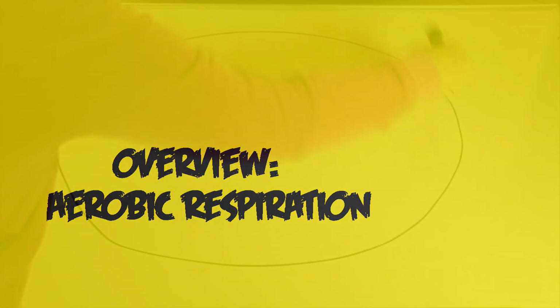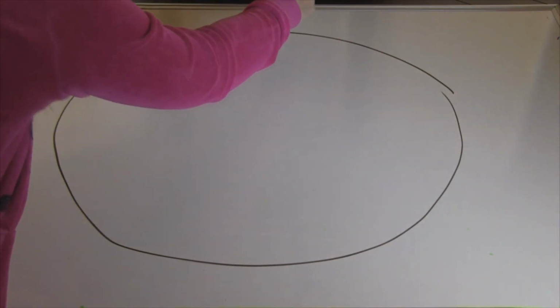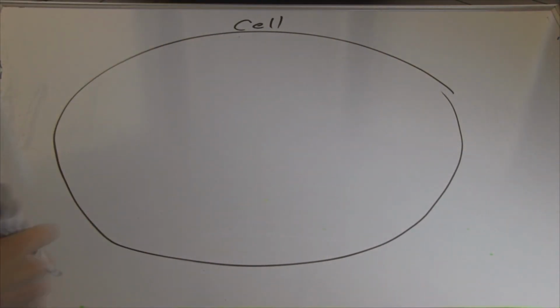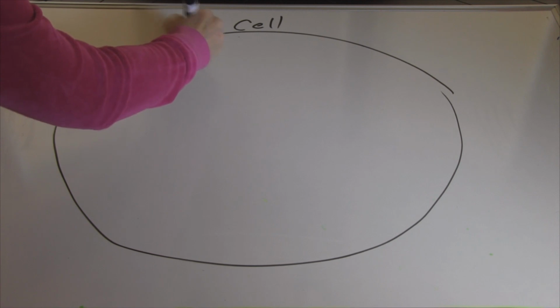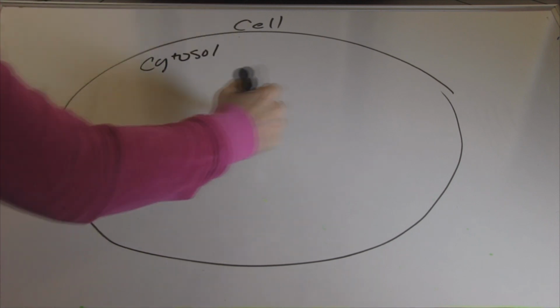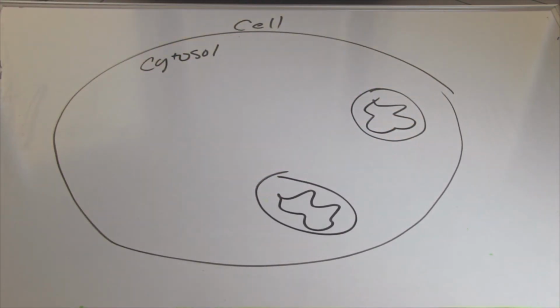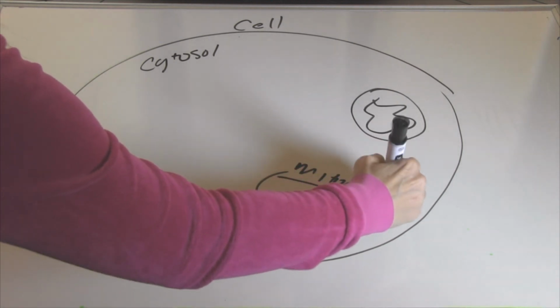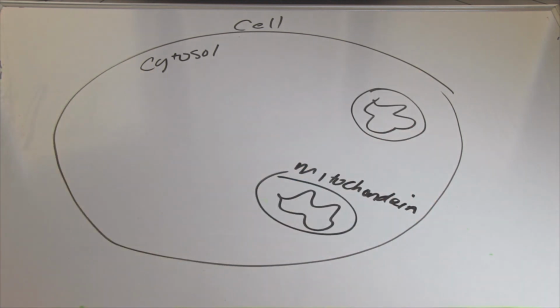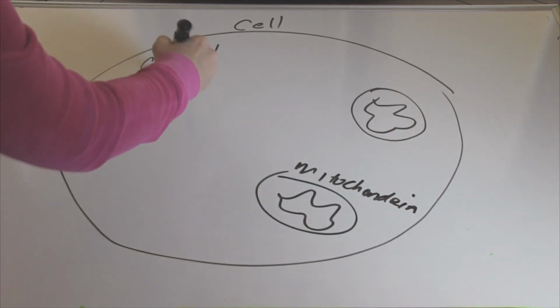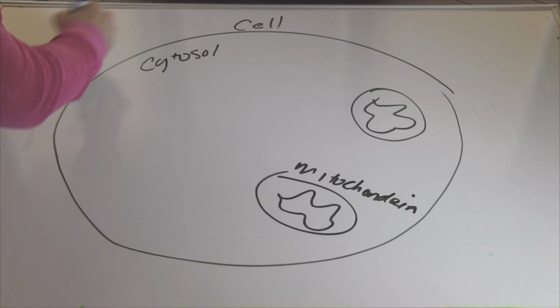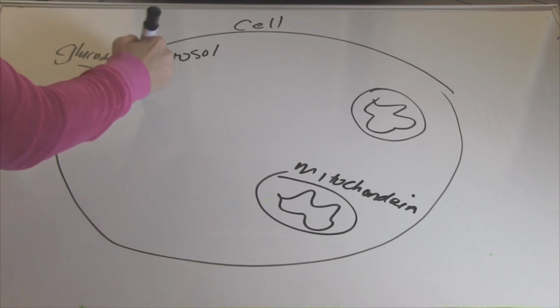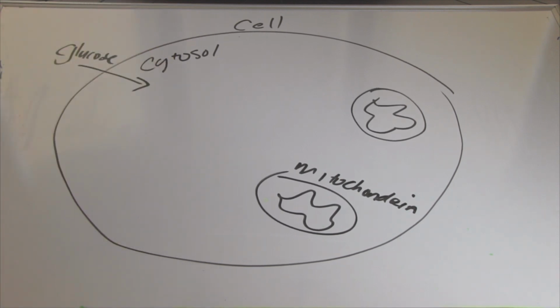This would be my cell, and inside the cytosol, here are our organelles. Those are horribly drawn mitochondria. So inside of this cytosol, we have glucose coming into the cell, or possibly, if this is a liver cell, it was broken down into glucose.